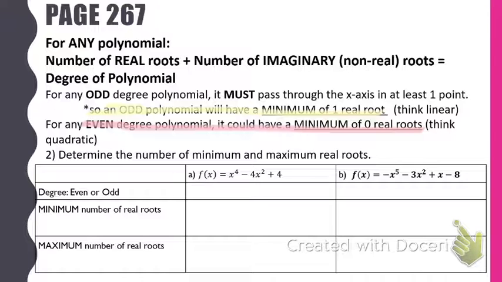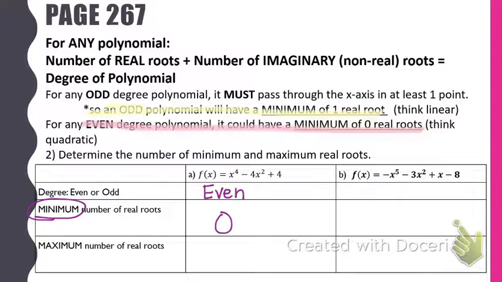So let's go ahead and fill out this table so we can see how this is going to work. Your first step is to determine your degree. That would be your highest exponent. So what is my highest exponent for this function? Is 4 an even number or an odd number? And if it's even, what's the minimum for every even? The minimum is 0. So we're going to put a 0.